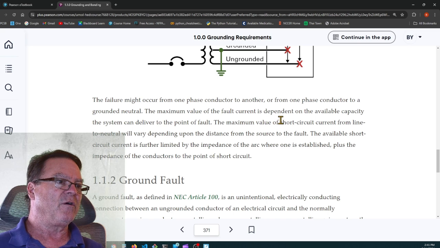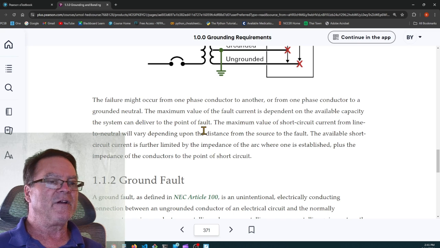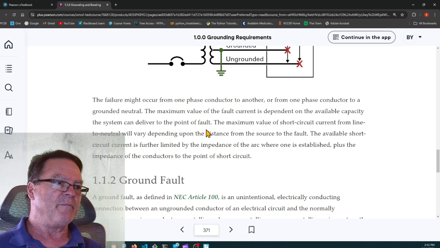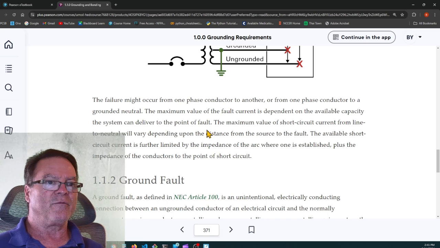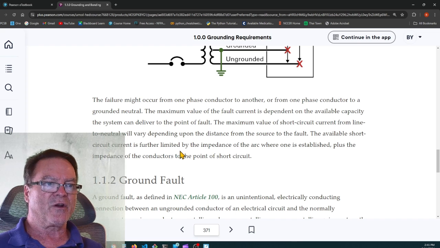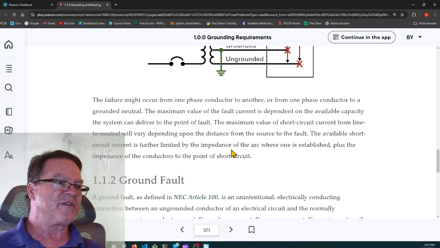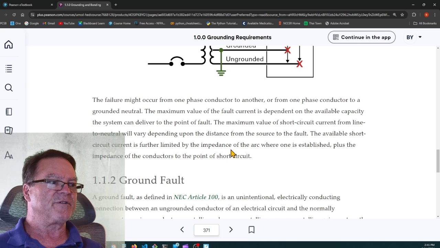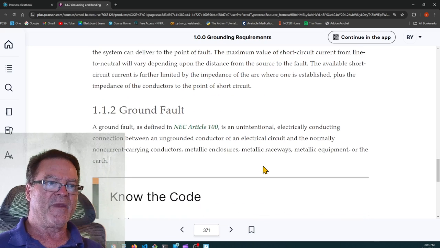The maximum value of fault current is dependent on the available capacity the system can deliver to the point of the fault. The maximum value of short circuit current from line to neutral will vary depending on the distance from the source to the fault. The available short circuit current is further limited by the impedance of the arc where one is established, plus the impedance of the conductors to the point of the short circuit.